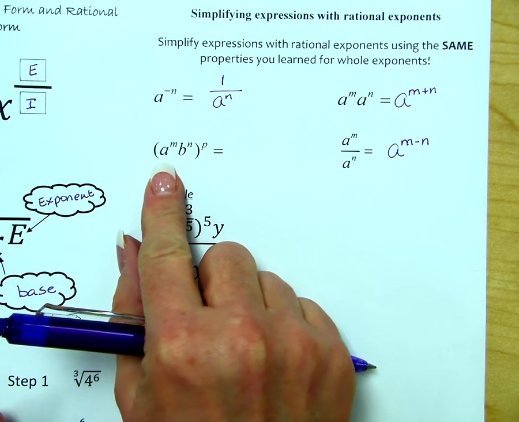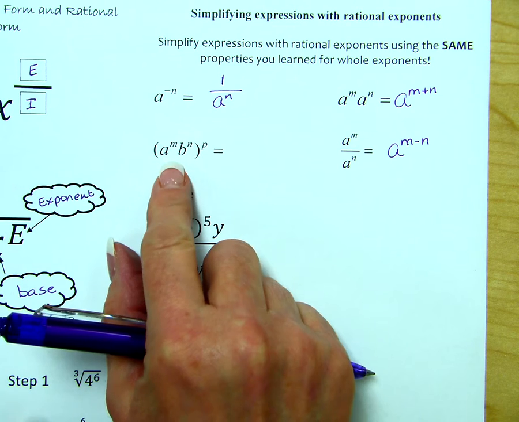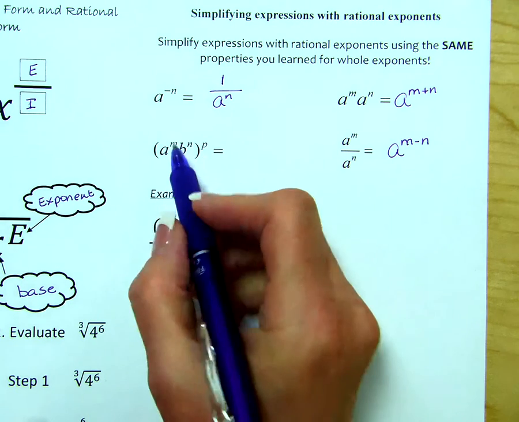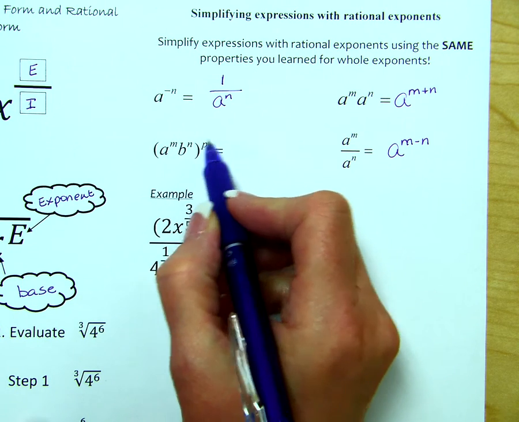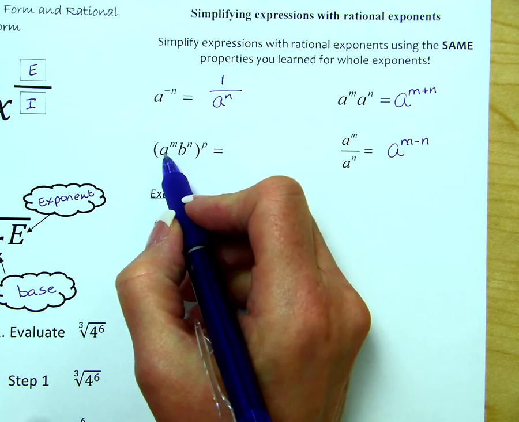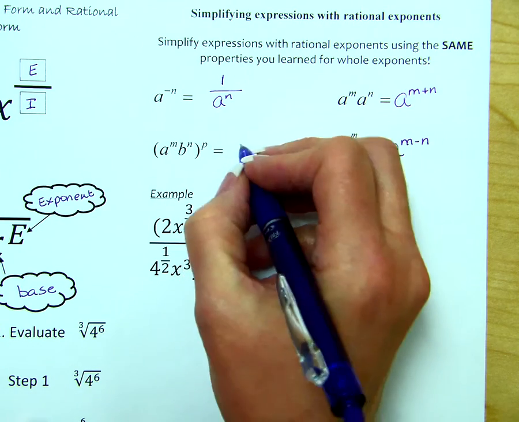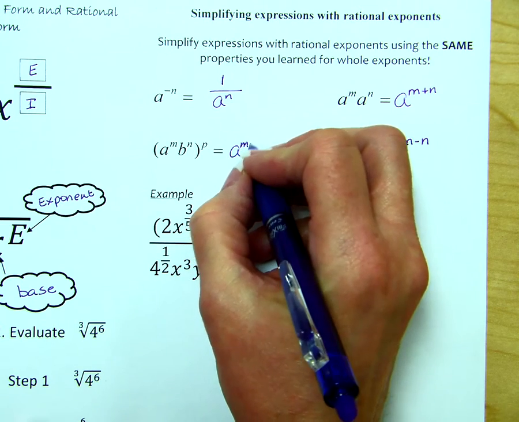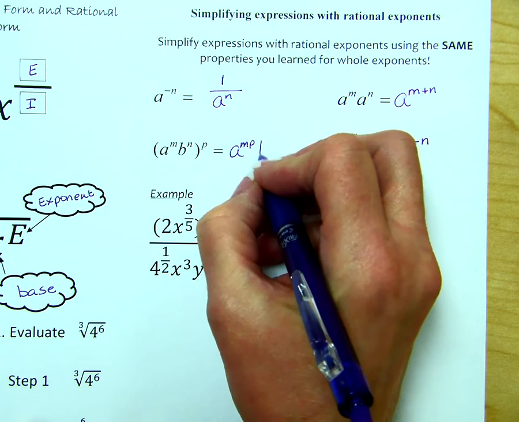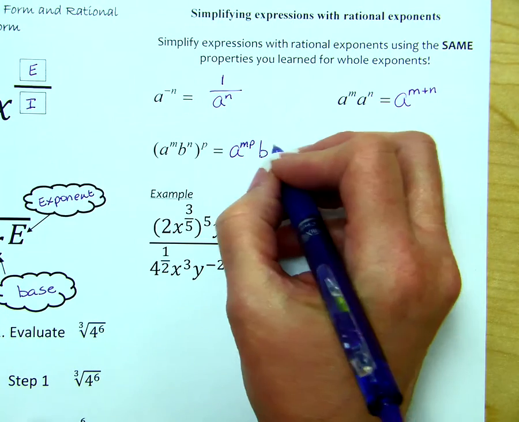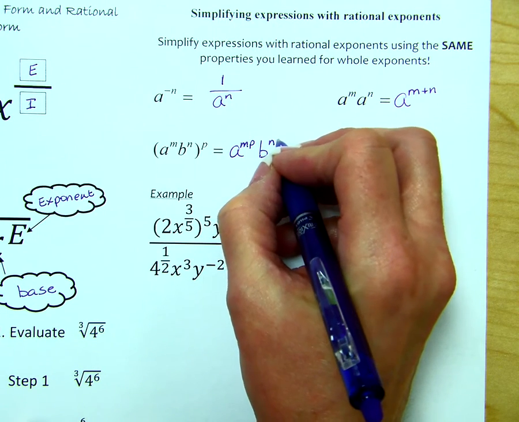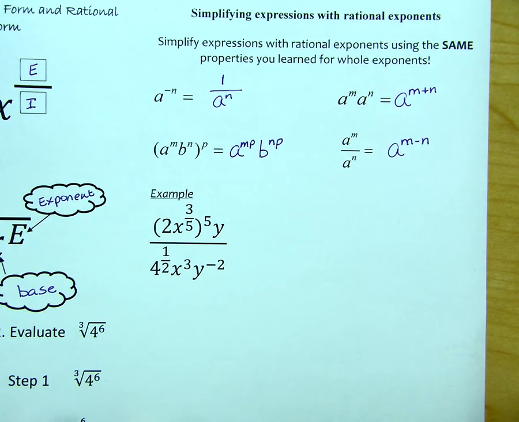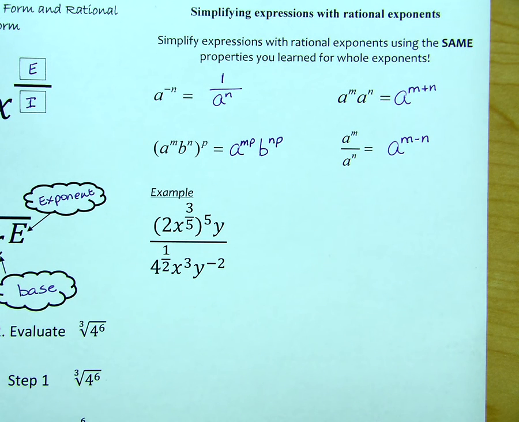Over here we have two properties at the same time. We have the power of a product, which means you take each factor and raise it to a power. But what happens here is you have a power being raised to a power. So m is being raised to the p power, so we will multiply those together. B has an exponent of n, which is being raised to the p power, and so we're going to multiply those two together. And that's as far as we can get with those.